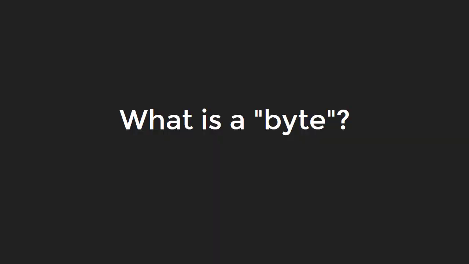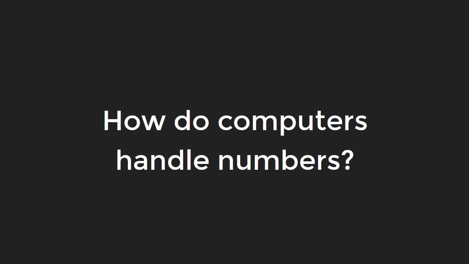What is a byte? Notice how the color values go between 0 and 255? That's strange. Why 255? Why not 100? Why not 1,000? This requires an explanation of a very important concept of how computers handle numbers.